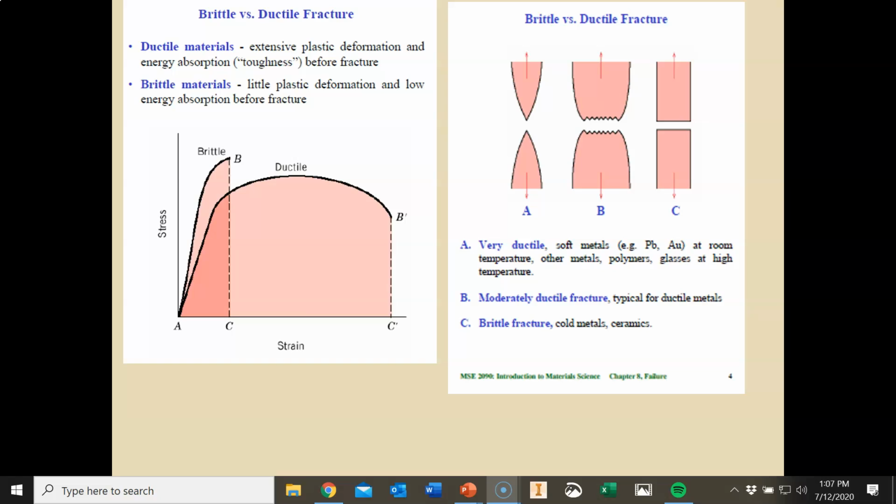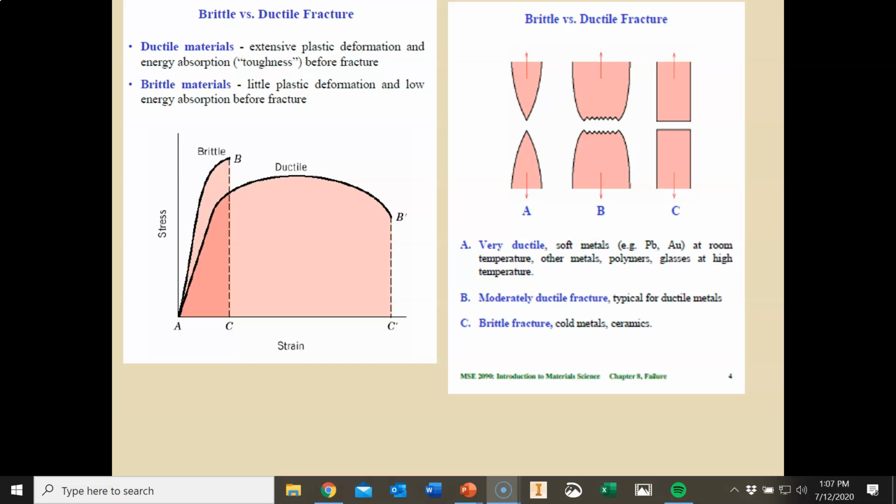Strain equals the deformation divided by the original length. On the stress-strain diagram, we can see the plastic deformation differences in ductile and brittle materials. With ductile materials, the extensive plastic deformation and the ability of a material to absorb energy before failure is also called the toughness of the material.